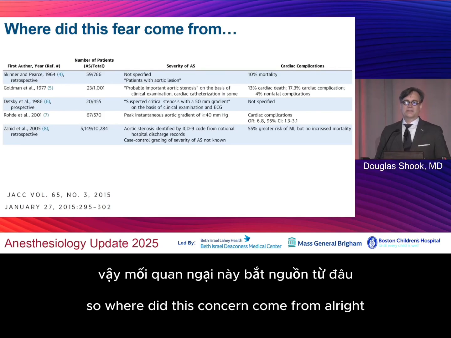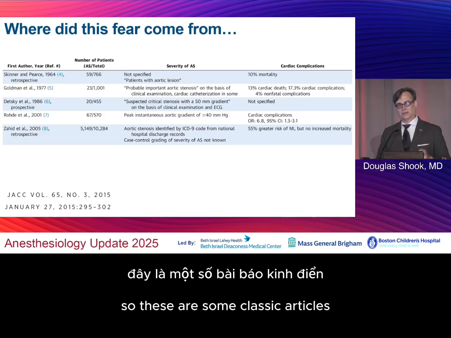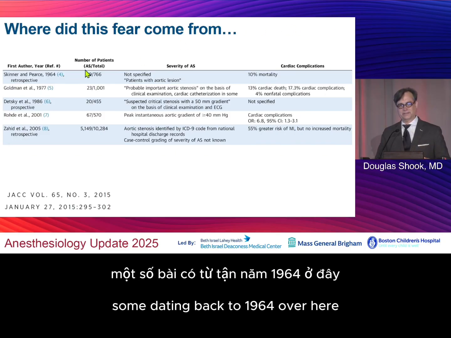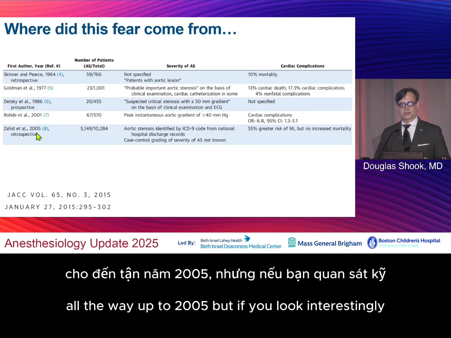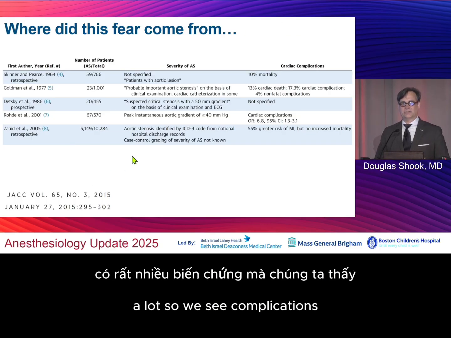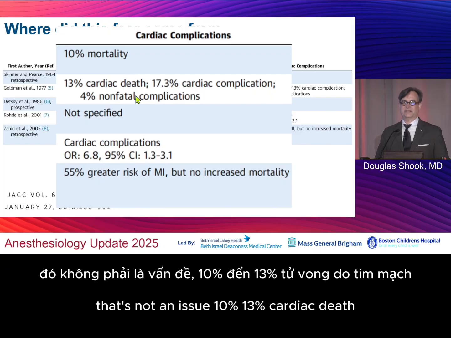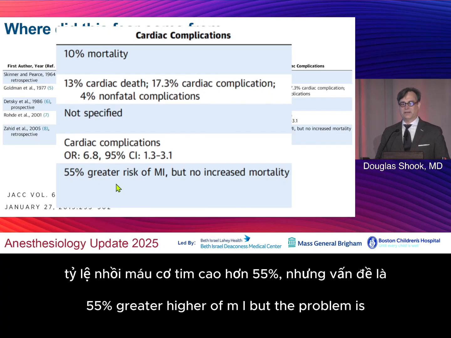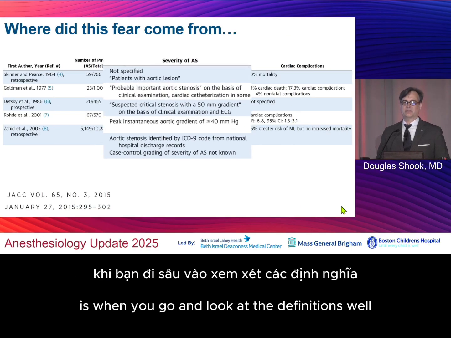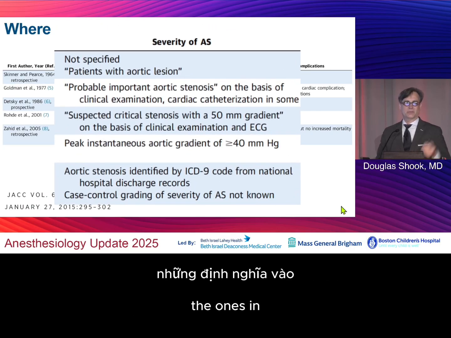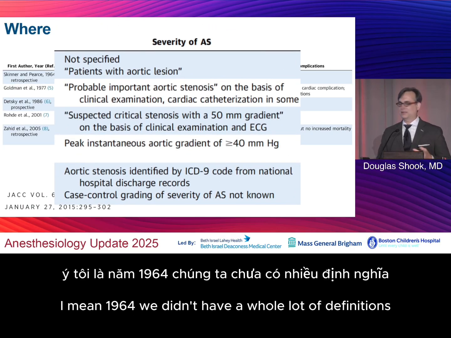So where did this concern come from? All right, so these are some classic articles, some dating back to 1964 all the way up to 2005. But if you look, interestingly, we see complications. That's not an issue. 10%, 13% cardiac death, 55% or higher of MI. But the problem is when you go and look at the definitions, well, the ones in 1964, we didn't have a whole lot of definitions.